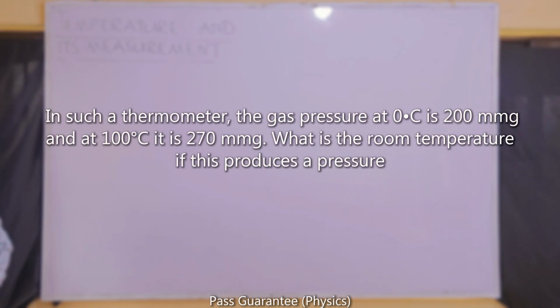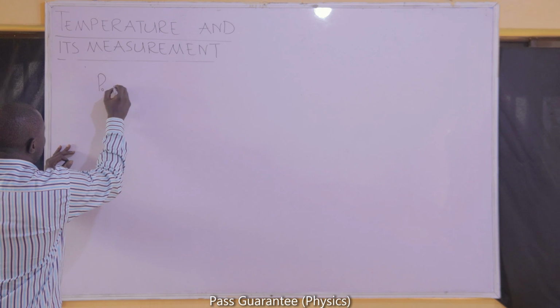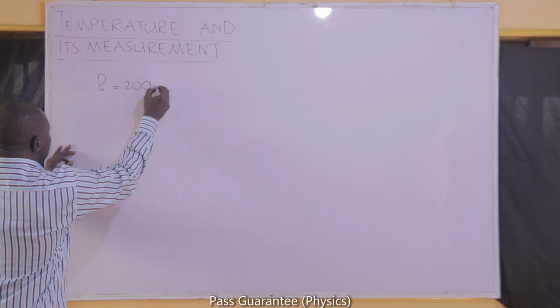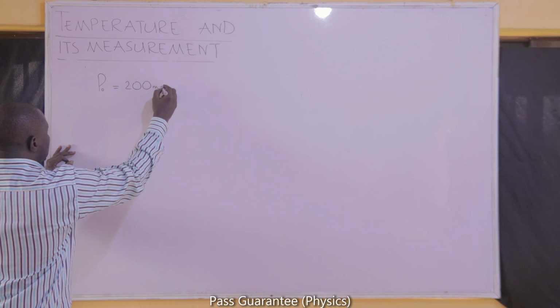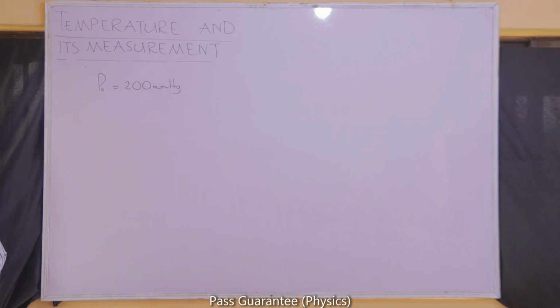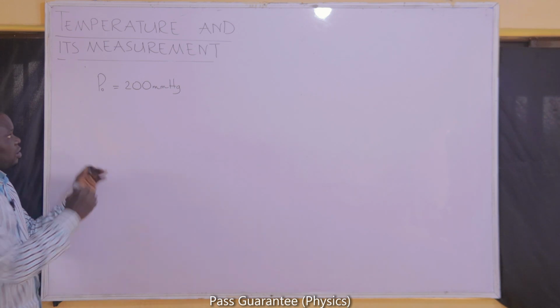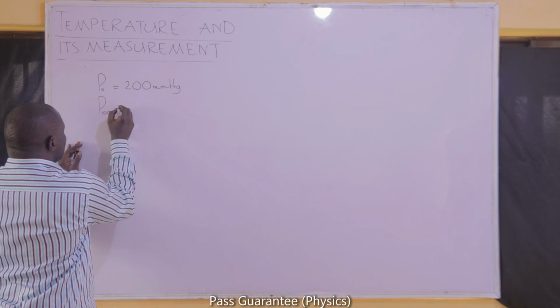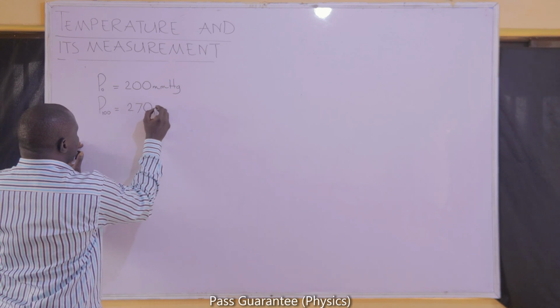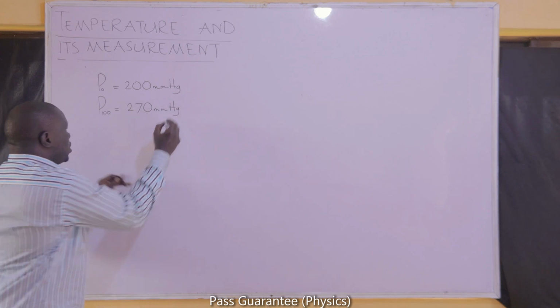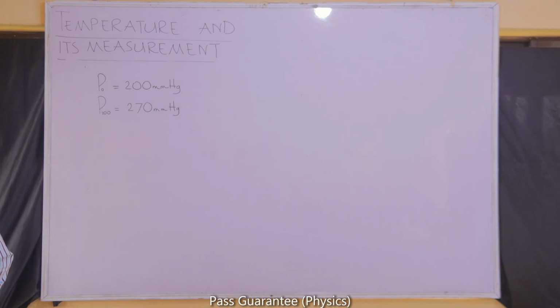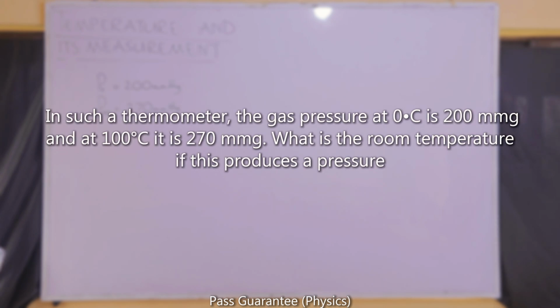In one of such constant volume gas thermometers, the gas pressure at 0 is 200 millimeters of mercury. And at 100, it is 270 millimeters of mercury. The question now is, what is the room temperature if this produces a pressure of 214? What will be the room temperature?